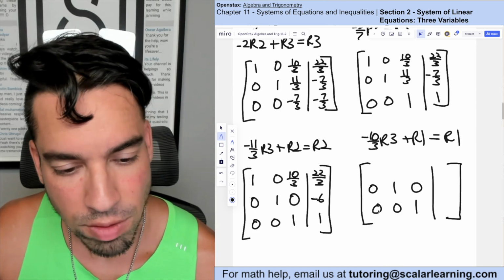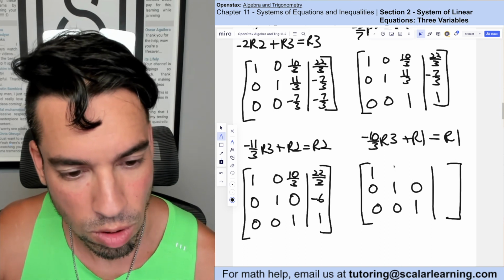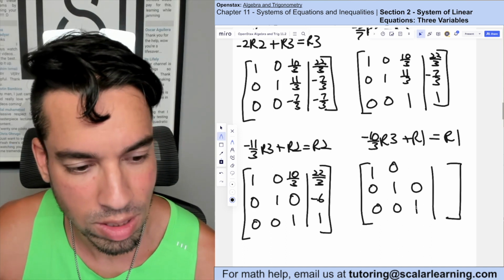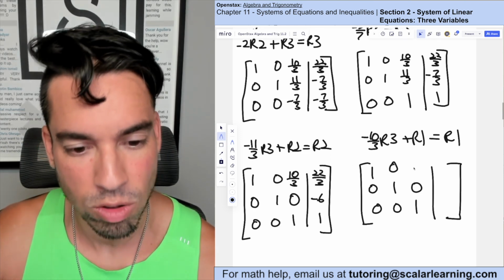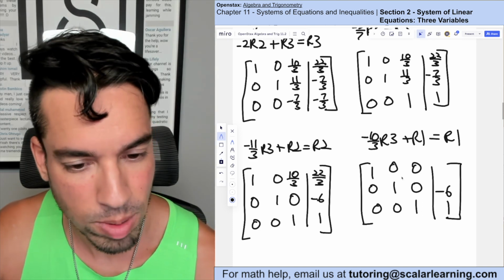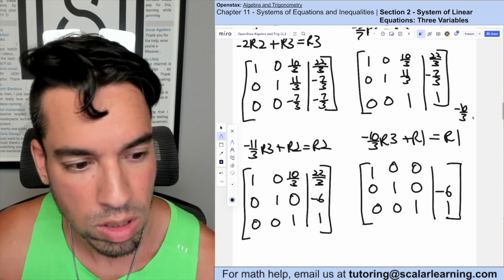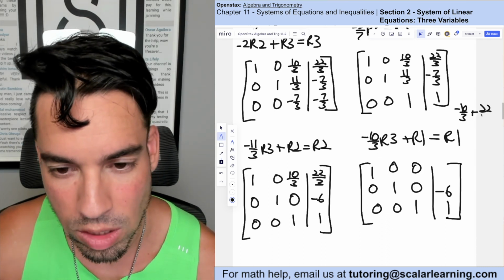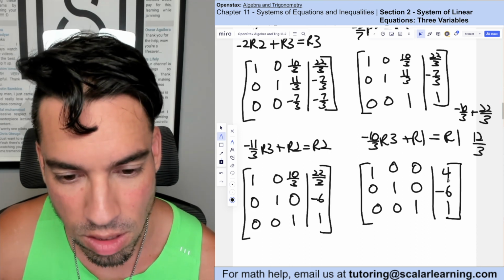So we got negative 10 thirds times 0 plus 1 is 1. Negative 10 thirds times 0 plus 0 is 0, and that's good. We want those to stay the same. And then negative 10 thirds times 1 is negative 10 thirds plus 10 thirds is 0. And we've got this one is 1, that one is negative 6. Last but not least, negative 10 thirds times this 1 is negative 10 thirds, and then that's going to be added to 22 thirds. That's going to give us a nice 12 thirds, which simplifies to 4.